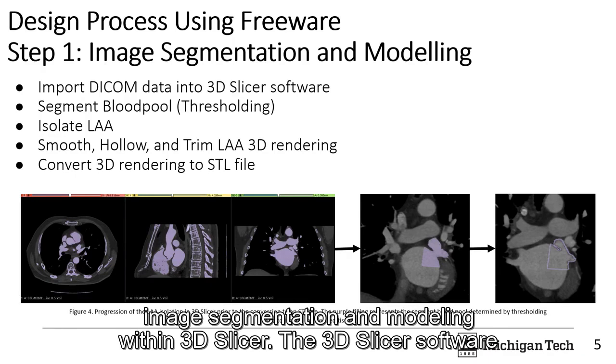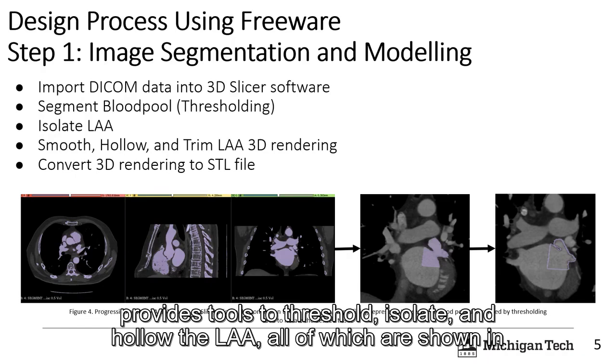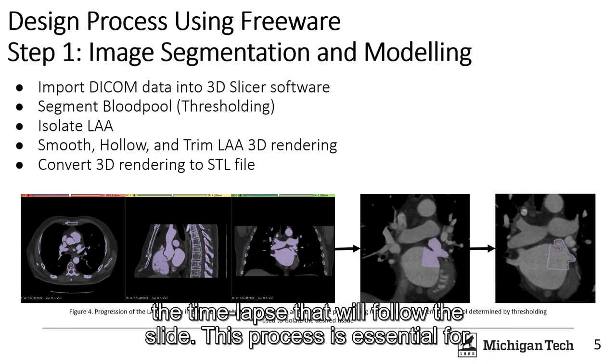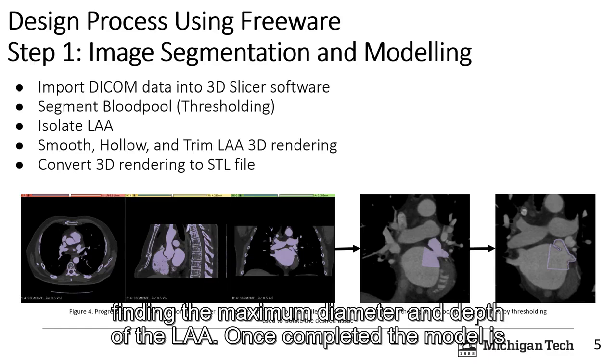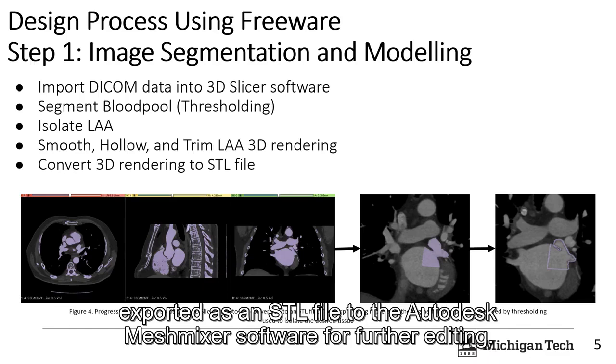The 3D Slicer software provides tools to threshold, isolate, and hollow the LAA, all of which are shown in a time lapse that will follow the slide. This process is essential for finding the maximum diameter and depth of the LAA. Once completed, the model is exported as an STL file to the Autodesk Meshmixer software for further editing.